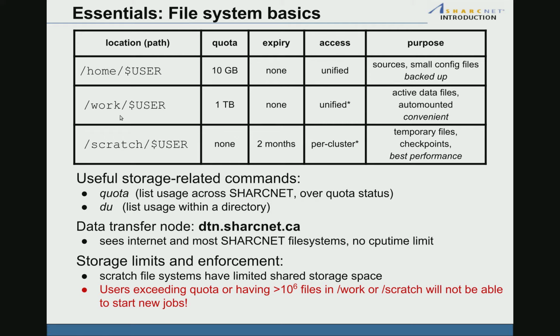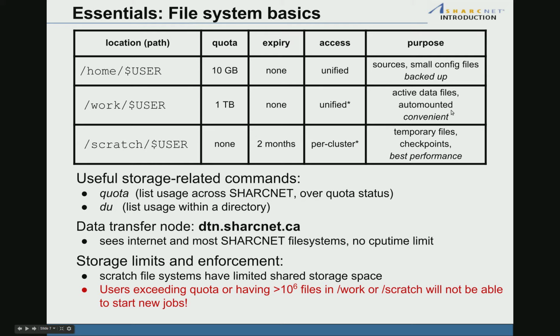The next file system is the work user space. The quota in work is bigger at 1 terabyte currently. It also has no expiry and is mostly unified. As you can see, it is the same system from all the clusters that you log into. The purpose of this system is for active data files. Also, it is auto-mounted, and it's a convenient system for doing work.